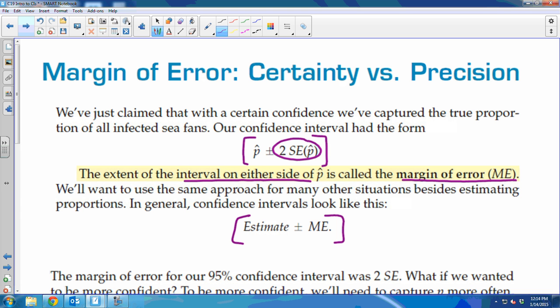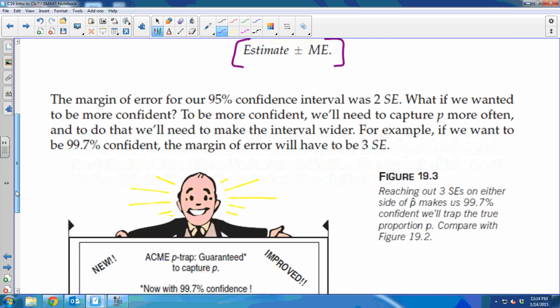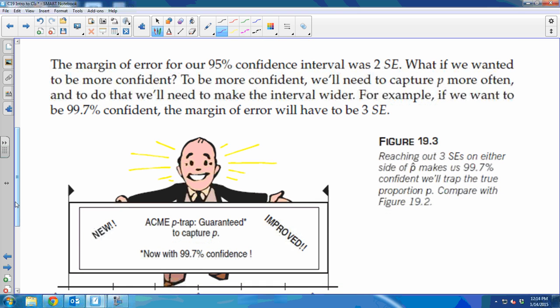Okay? Now, this is why this is important. The margin of error for a 95% confidence interval is 2 standard errors. But we could be more confident if we wanted to be. To be more confident, we need to capture P more often, and to do that, we'll need to make the interval wider. So for example, if we want to be 99.7% confident, the margin of error will have to be 3 standard errors, right? Using that 68, 95, 99.7 rule, right? So here are some things you need to take away from this. To be more confident makes your interval wider. When you make your interval wider, you become less precise, right?